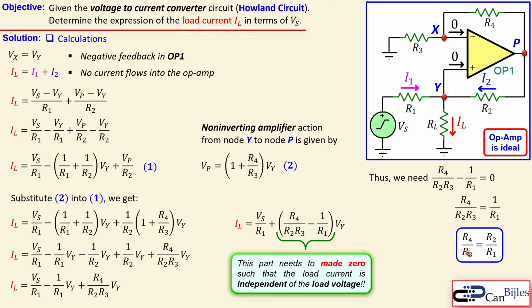But if you don't have that, then you might have some errors in your actual load current. Okay, what does it mean? Now, if I meet this condition, then this is 0, so I only have left IL equal to Vs over R1. That means my load current is only dependent on my input voltage or source voltage and R1. That's fantastic. So that's actually a nice result.